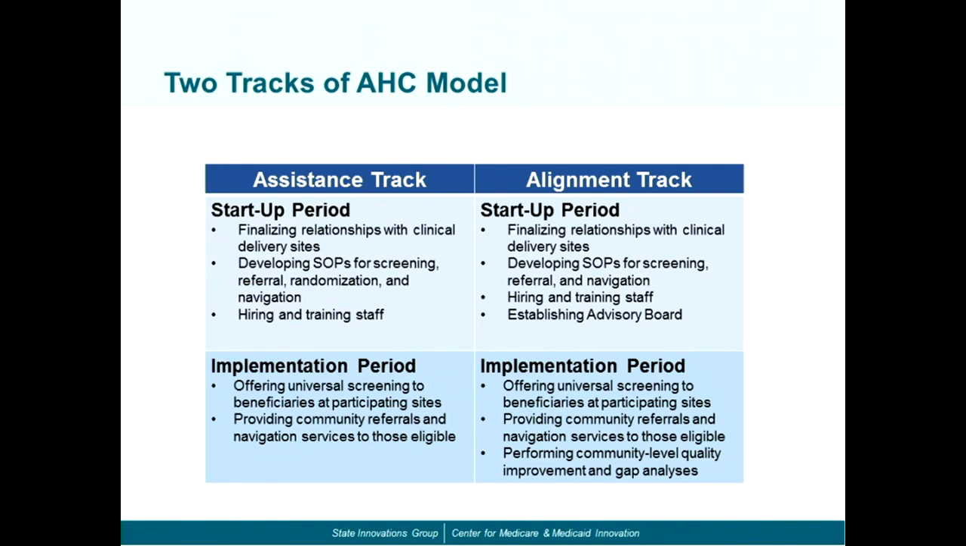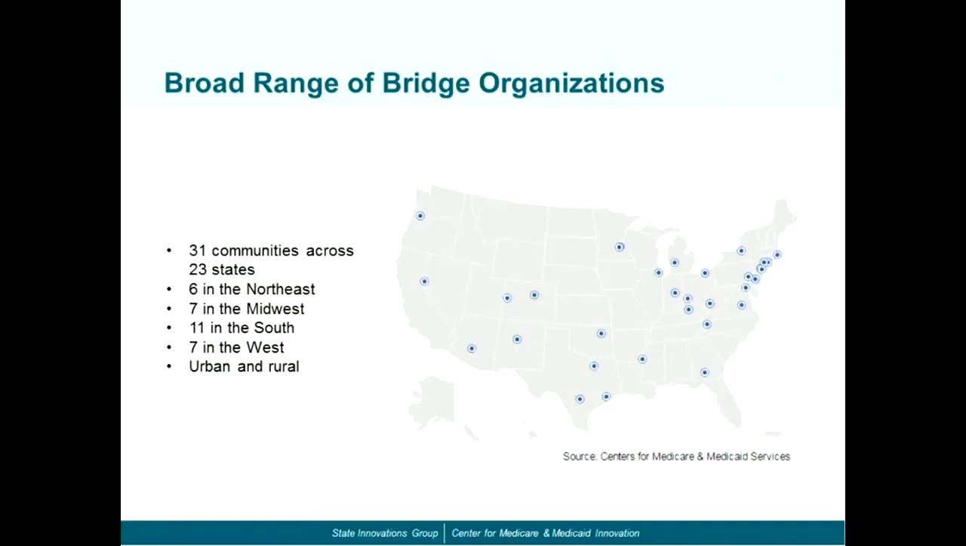In addition, the alignment track is intended to establish an advisory board to start collecting community-level data on where there are opportunities, again, at a community level to really improve quality and fill key needs that are currently unaddressed. One of the things that we believed when we designed the AHC model that has become even more apparent over time is that we often don't know what we don't know. And one of the goals of the alignment track was to set up some systems in place at a community level for understanding where there were gaps in care that something like a bridge organization or the AHC model could address.